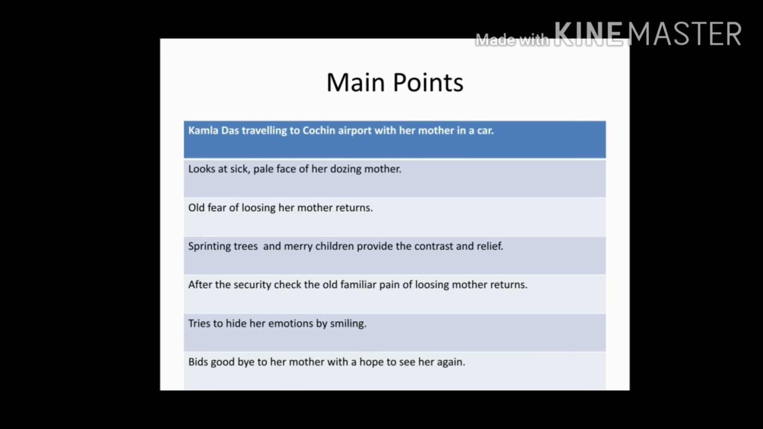Now, let us discuss the development of the poem or the main points. Kamla Das, traveling to Cochin airport with her mother in a car, looks at the sick, pale face of her dozing mother. Old fear of losing her mother returns. Sprinting trees and merry children provide the contrast and relief. After the security check, the old familiar pain of losing mother returns. She tries to hide her emotions by smiling, and bids goodbye to her mother with a hope to see her again.